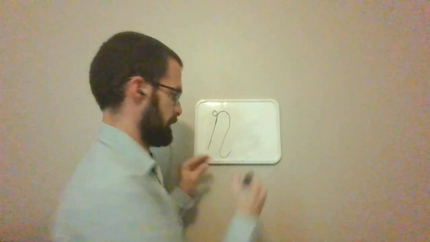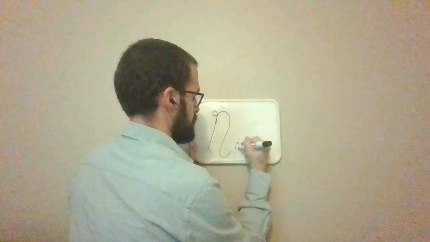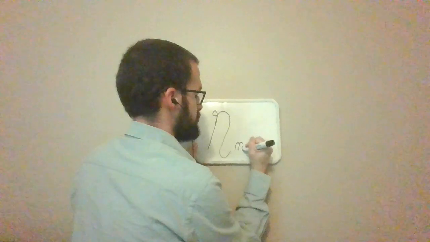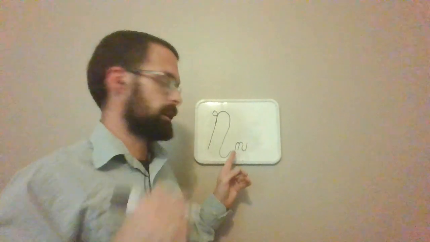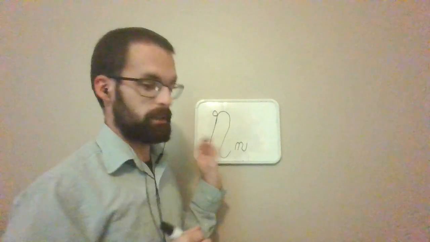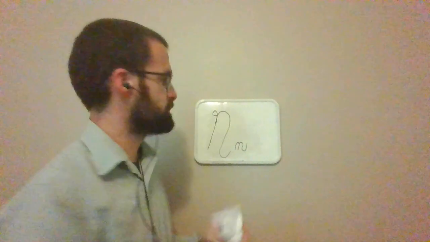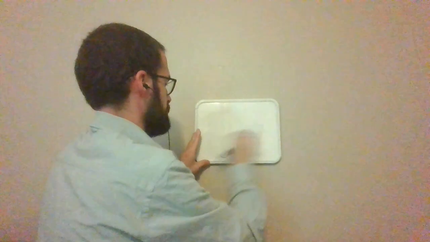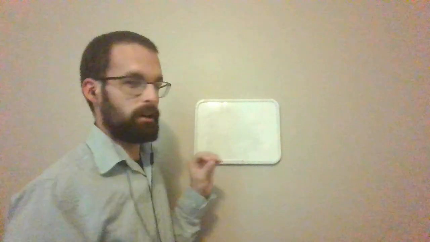Now we're going to do a lowercase. Start at the bottom, up and over, and just one time. So be careful with the letters M and N for the lowercase, because they're going to look very similar to each other. Okay?